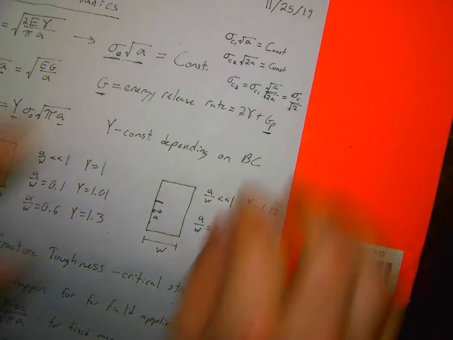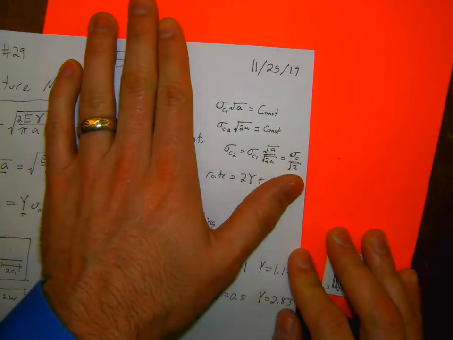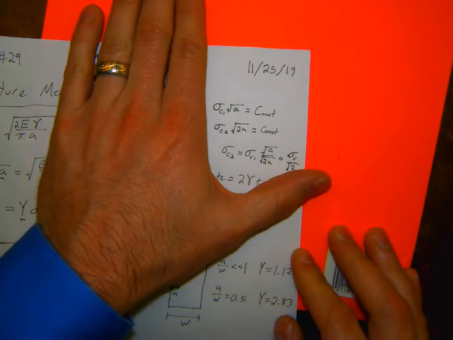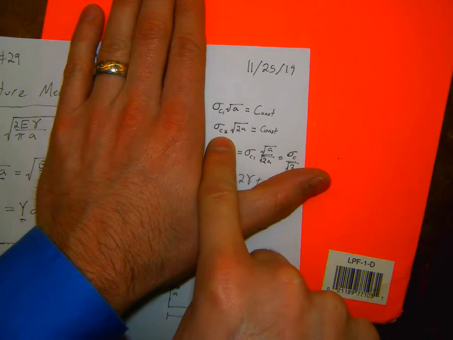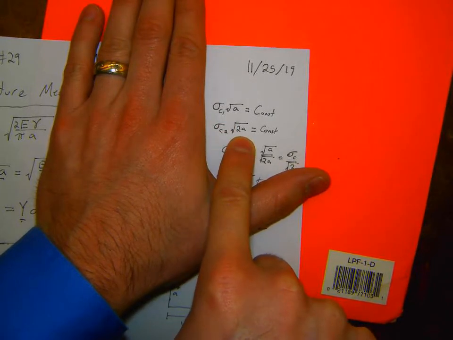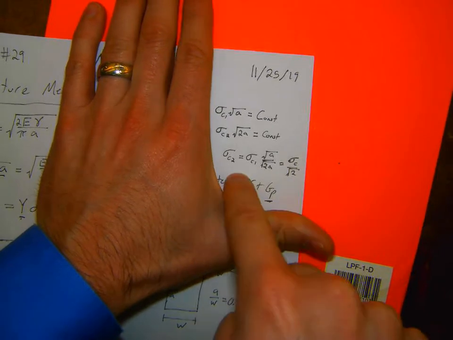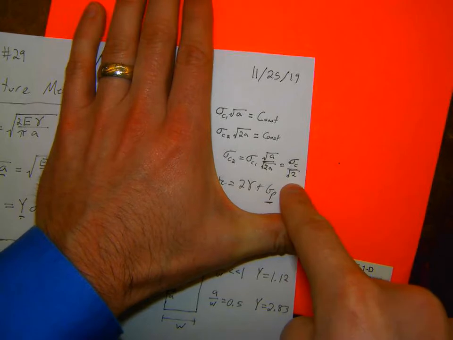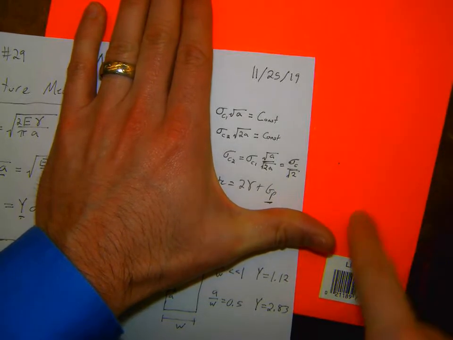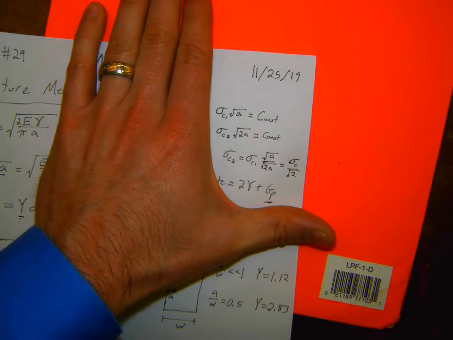So I wrote it up here in the corner. I have that sigma C square root a is a constant. That sigma C2 square root 2a is also that same constant. So I can set them equal and find out the new critical stress for a crack that's twice as big. I need half of the stress, or 1 over square root 2 times the original stress, to cause failure for a crack that's twice as big now.